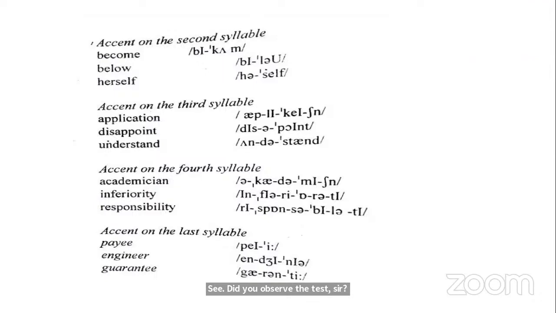Pay. Engineer. What do you mean by pay? Engineer. Guarantee. What is the meaning? Guarantee, the term used in bank, I think. Pay means someone who pays. Okay. Yes. Someone who is getting paid. Okay, right. Next, pay. After that, next common word. What is that?